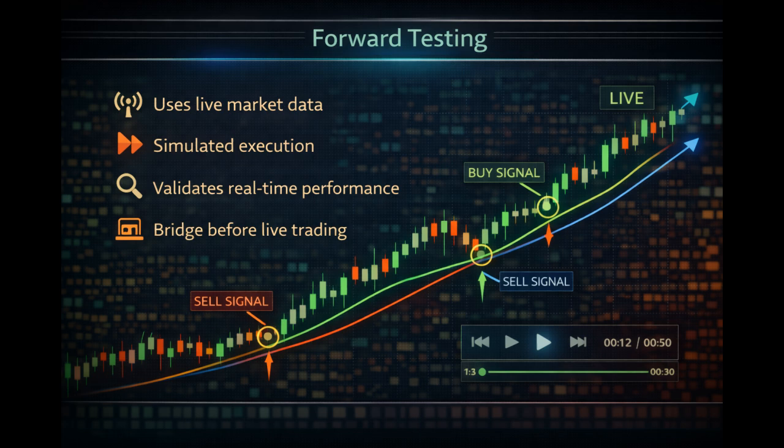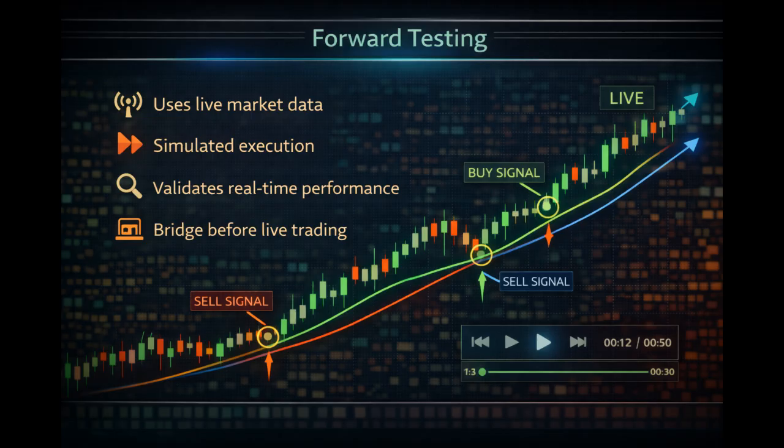It helps answer important questions such as: does the strategy perform consistently in real time? Does the strategy generate too many false signals? Are the stop loss and take profit levels appropriate? Does the strategy behave differently compared to backtesting results?